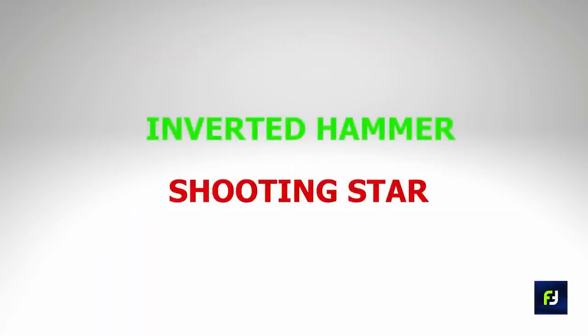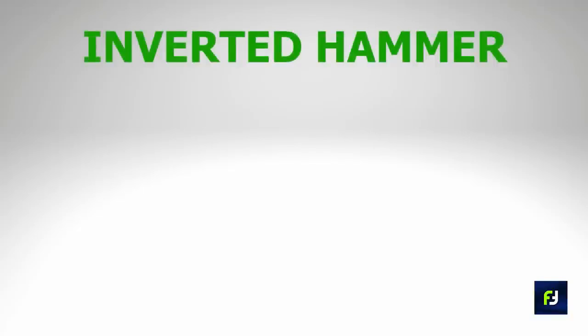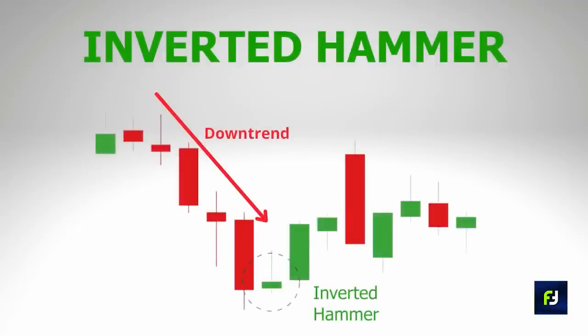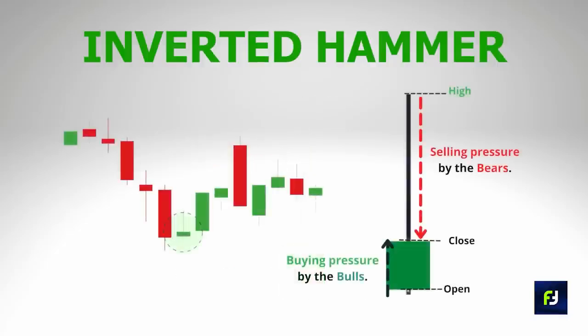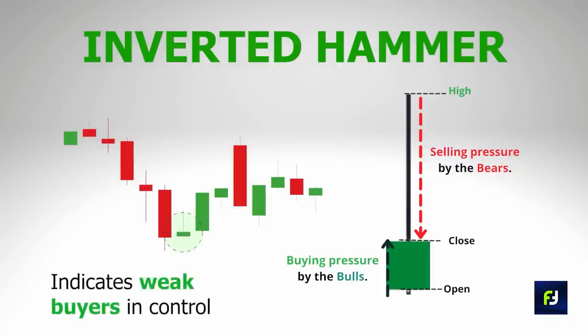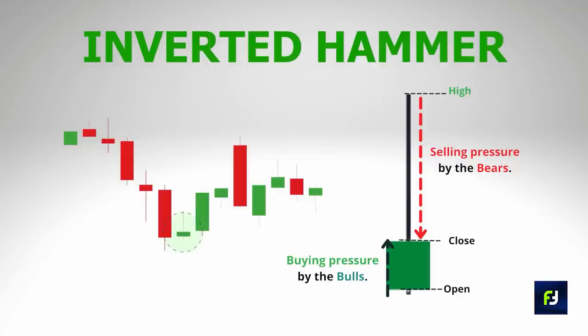Now the second category of pin bars goes by the name of shooting stars or inverted hammers, depending on where it is formed on the chart. Talking about an inverted hammer, it generally occurs at the end of a downtrend. This is the weakest bullish candle that you can find in the market. We can see that the range of the candle or the real body is very small. Also, the open and closing prices are close to each other. The long wick suggests that the bulls tried to take the price higher, but there was big selling pressure by the bears. So it indicates that weak buyers are in control of the market and there can be a shift in the sentiment.